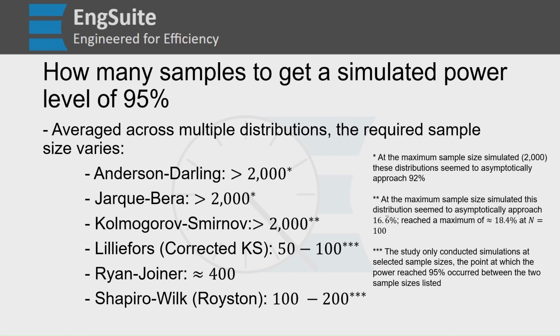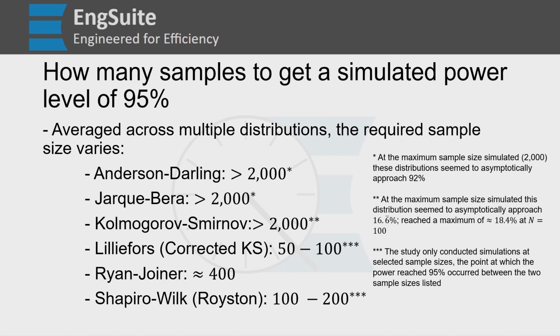That's because at the maximum sample size, 2,000, these distributions seem to asymptotically approach 92%. If you remember, that was because if we looked at just the symmetric data from earlier, that approached about 80, and the asymmetric approached about 100, so it never really got above that 92% because of that.